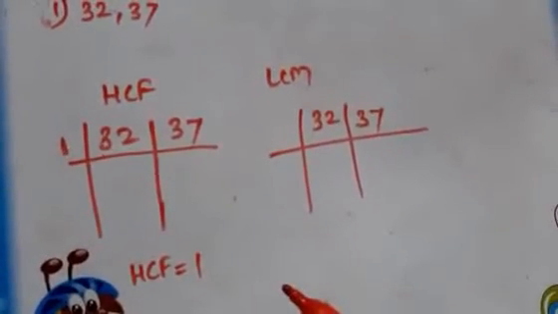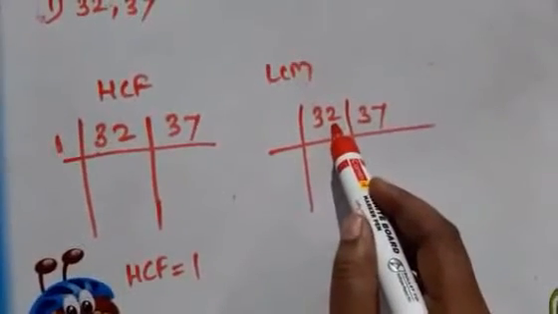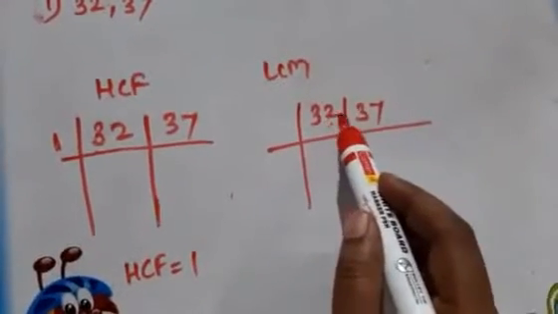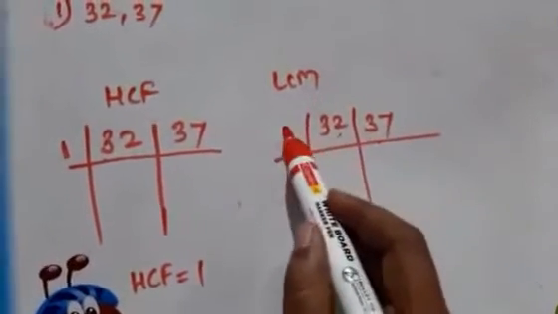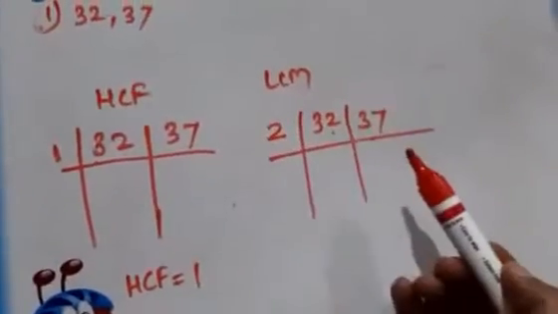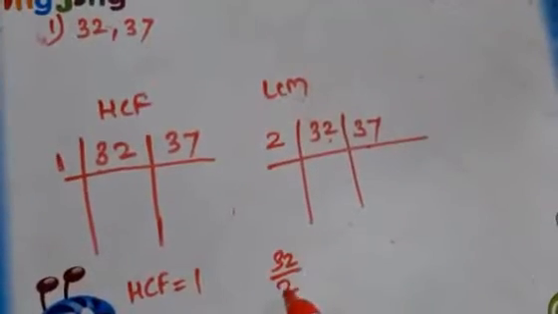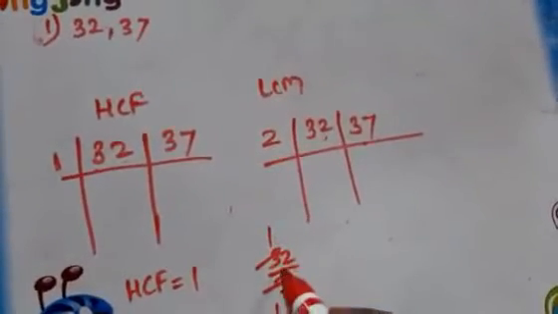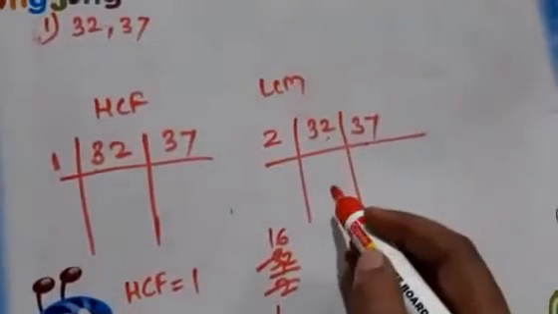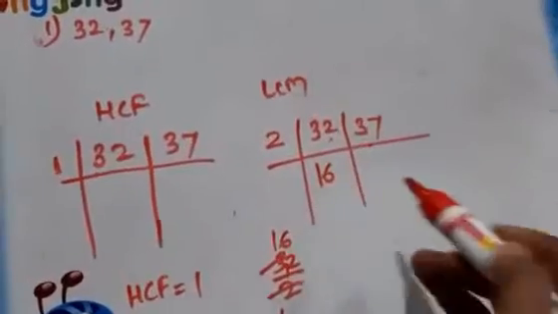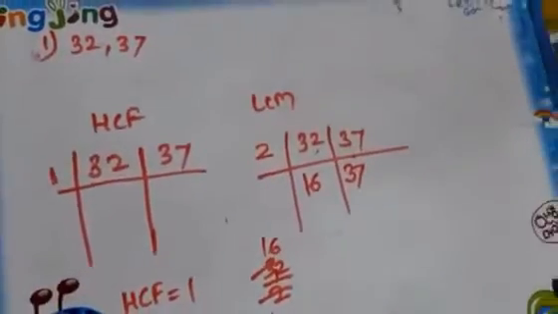Now we will proceed to LCM. Here at the unit place 2 is present. So this number is divisible by 2. But this number is a prime number, so it will not be divisible by 2. So for 32 only we will take 2. Below 32, what should be written? 32 divided by 2. 2 ones are 2. 1 will remain. Number is 12. 2 6s are 12. So here will be 16. 37 is not divisible by 2, so write it as it is.